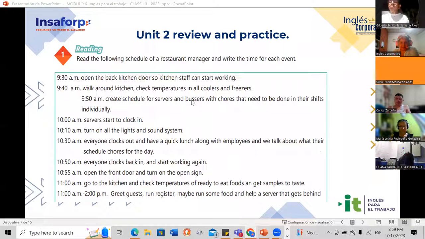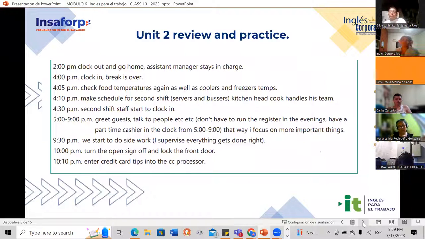Here is the sample to taste, teacher. Samples is like muestras para degustar. Bocadillos, yes, those are the samples. Okay, very good. This is the routine. Here we have more. Who wants to continue? Me, teacher.